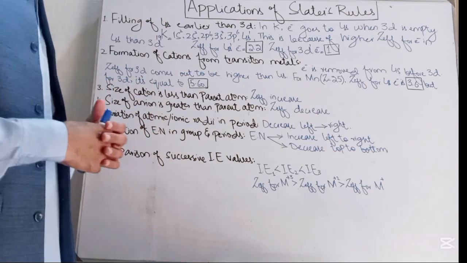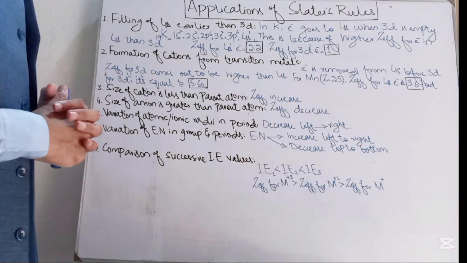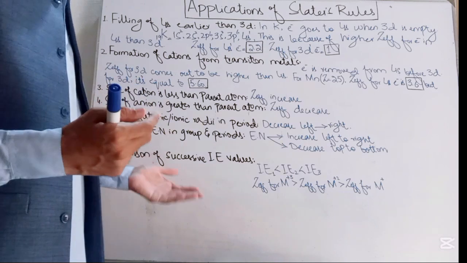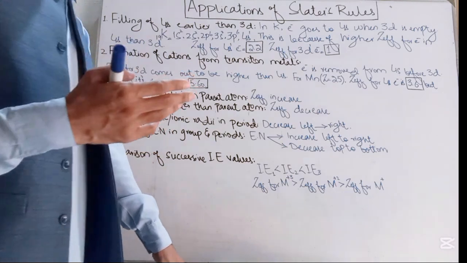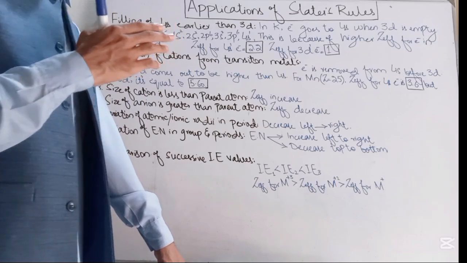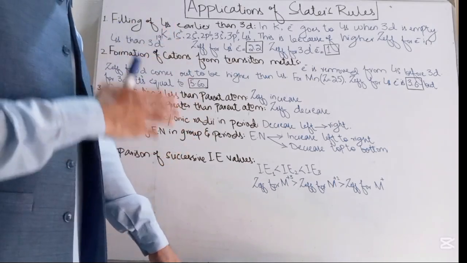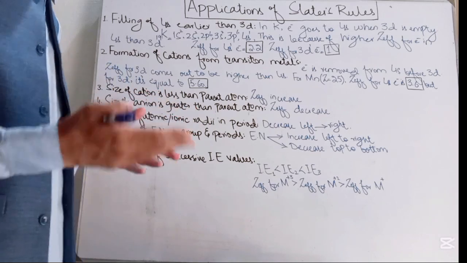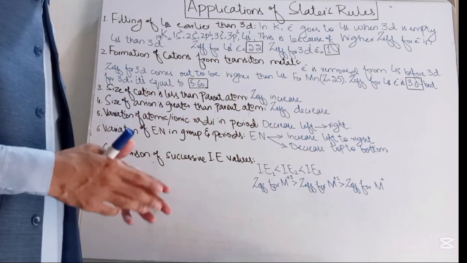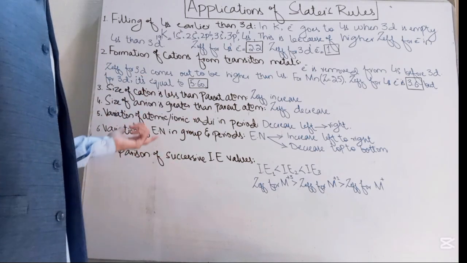The next application is the variation of the atomic or ionic radii in the period. We have learned that the atomic size or the ionic size of any ion decreases from left to right. So why is it happening? It's also related to the Z effective value.